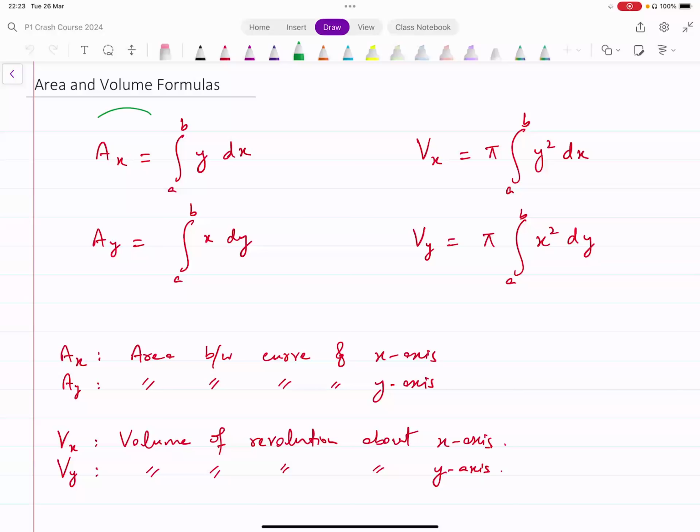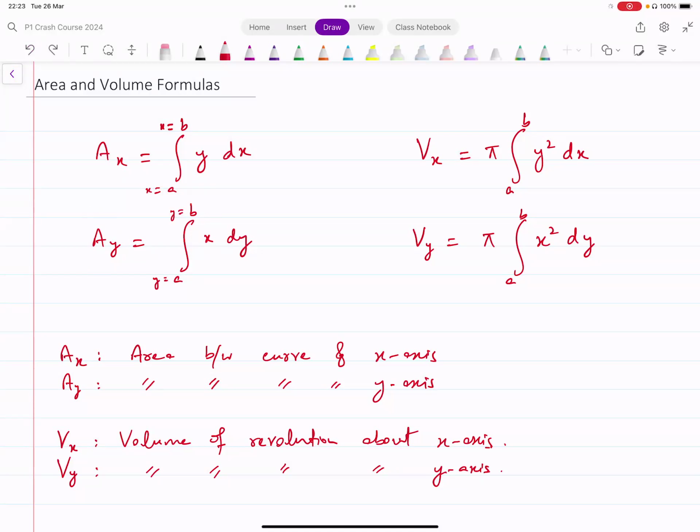Okay. So area between a graph and x-axis, that's given by integral of y with respect to x. Limits are values of x here, and y needs to be the subject. Area of a graph with y-axis: this is x dy. Limits are values of y here. x needs to be the subject in this case.